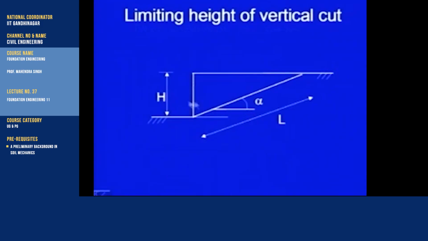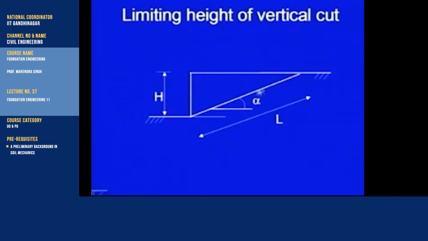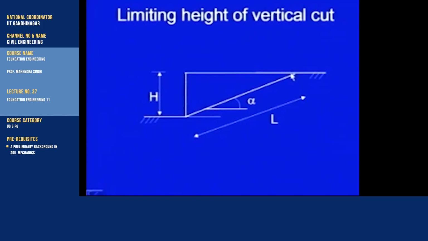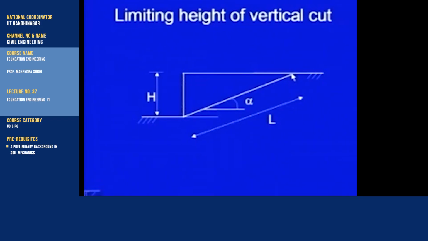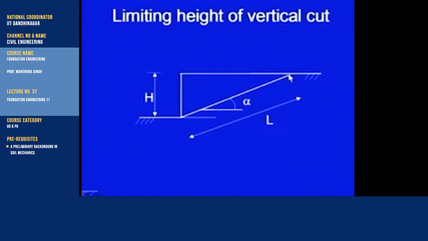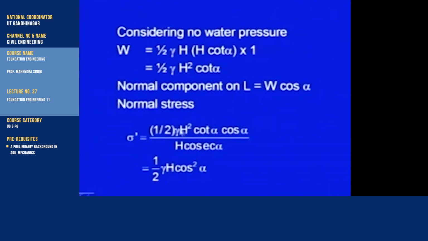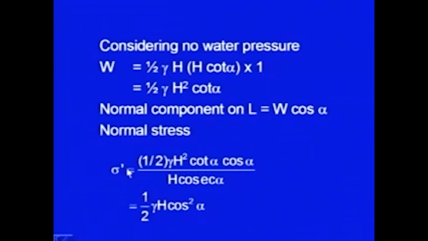From here this is h, this is the dimension L, that becomes h cosec alpha, and in the perpendicular direction it is 1. So, the area becomes h cosec alpha into 1. So, sigma dash, the normal stress, will be equal to this much, and when I simplify it, this is the expression which is obtained. Sigma dash is equal to half gamma h cos square alpha.